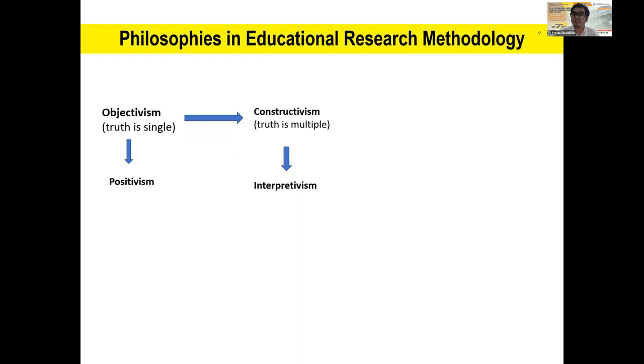So we give no way to objectivity here if we talk about constructivism. So these are the very basic philosophies in educational research that we have to reflect on before we go to the next point, right? And then this is a very interesting point, subjectivism, which means that the truth is what we perceive.